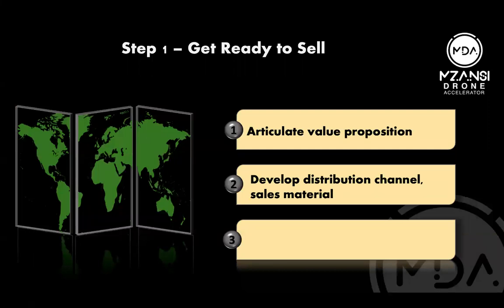And next, you got to develop your distribution channel and sales material. You got to know how you reach out to your customers, and the best way to reach out to your customers. This is very, very important for customer validation. And thirdly, you got to develop this whole sales roadmap. We'll deal with this one in the later sessions.